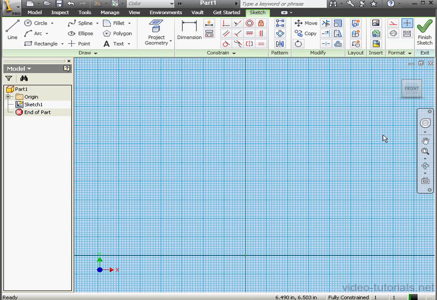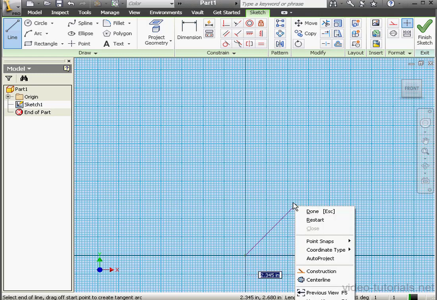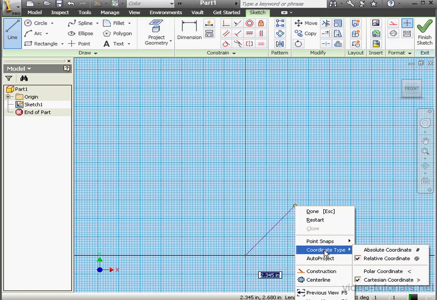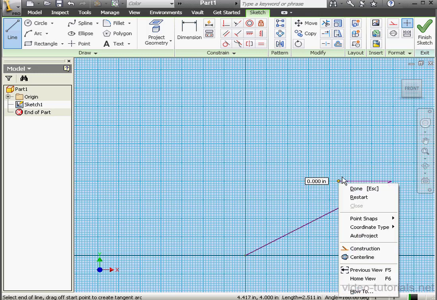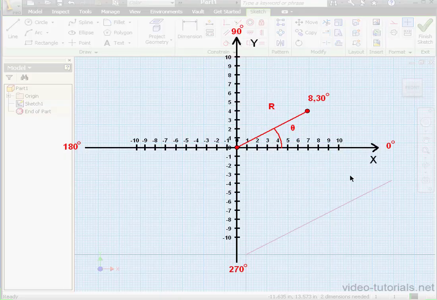Let's begin by activating the line tool. I'm going to place my first point at the origin point, 0, 0. The second point I'm going to place manually using the polar coordinate system in the heads-up display. Right-click, Coordinate Type, Polar Coordinate. Okay, the distance will be 8 units, tab to register, and the angle will be 30 degrees. Tab to register and press Enter. Now right-click and Done to close the line tool.